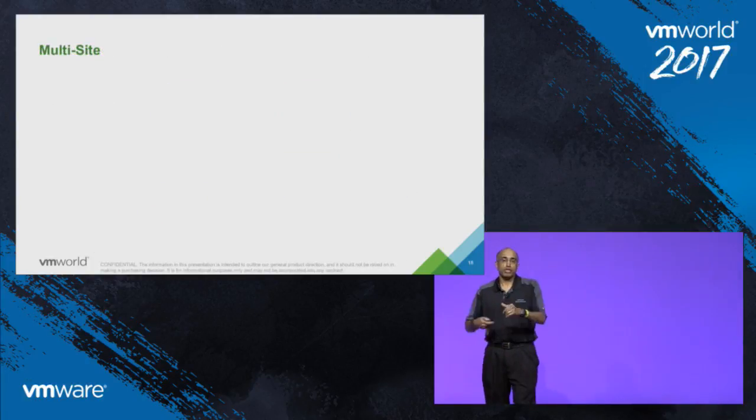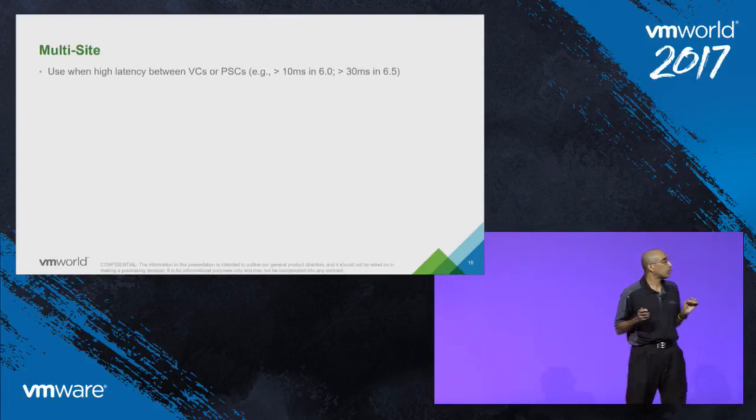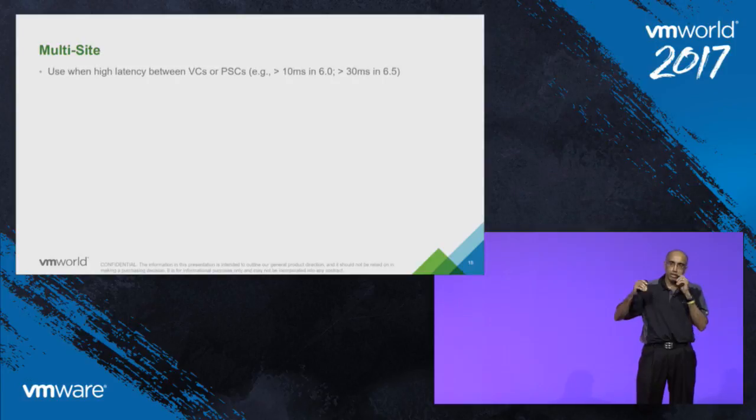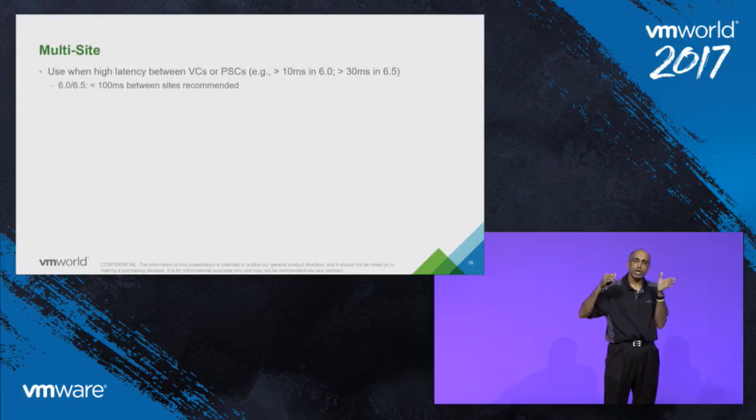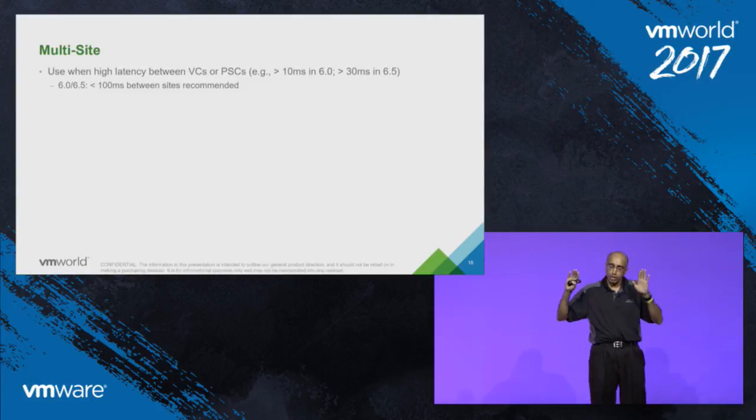That's a single site configuration. Now let's consider multi-site. What we recommend for multi-site is if your latencies are greater than 10 milliseconds, and specifically, we recommend that you have no more than 100 milliseconds between multiple vCenters. That's what we're going to use as our definition of a multi-site.